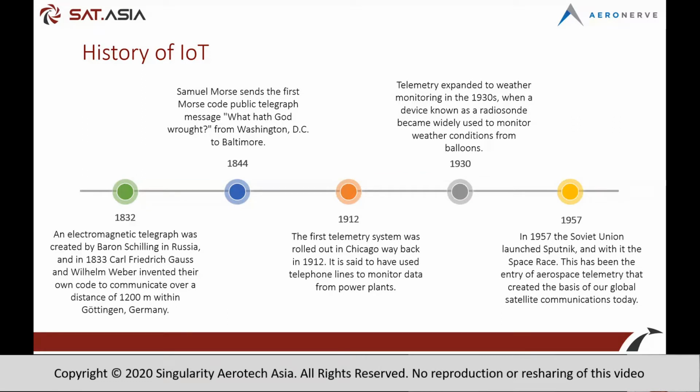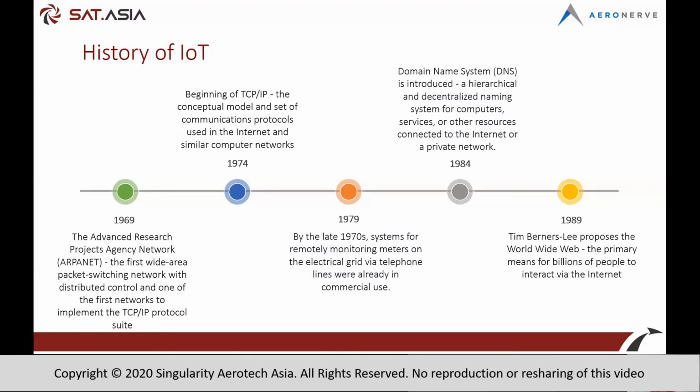In the 1930s, you have a device known as radio sonde, used to monitor weather conditions from balloons, for example. In 1957, the Soviets launched Sputnik, basically the first rockets to the world. The internet comes about around the 1970s, actually 1969.